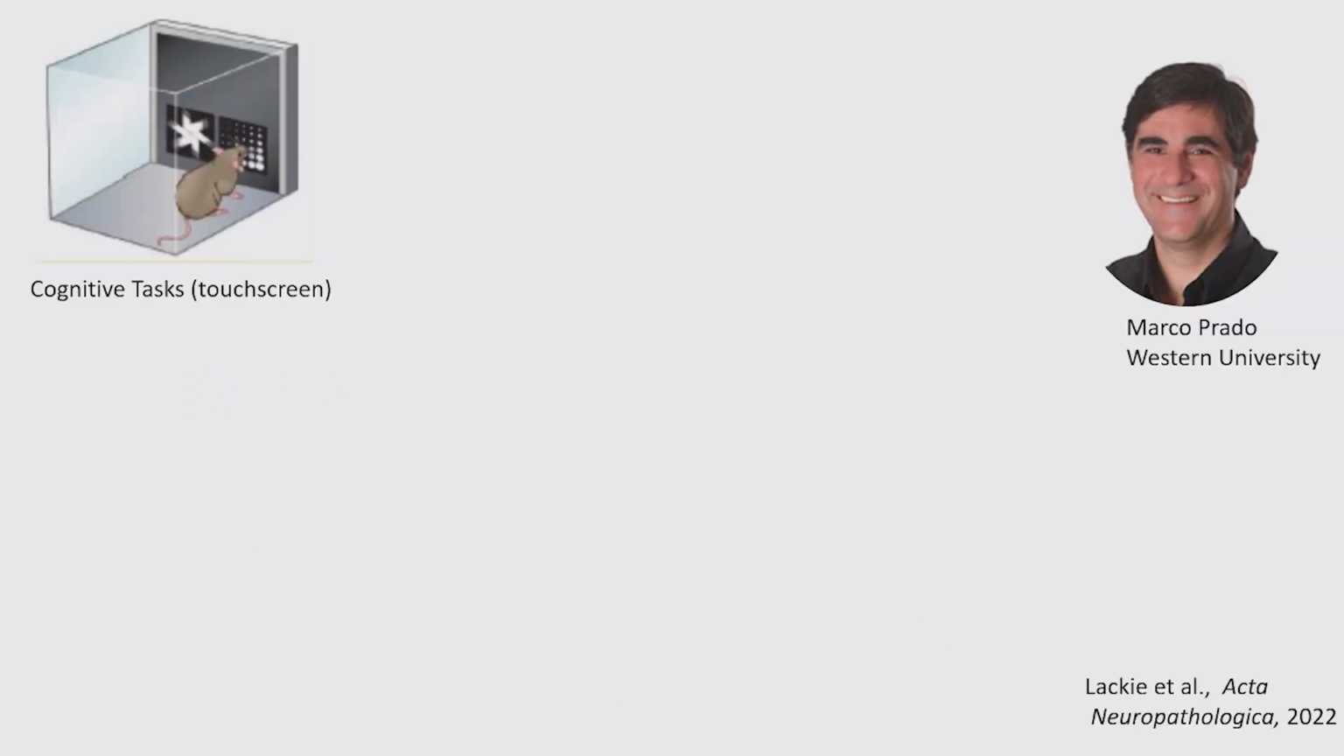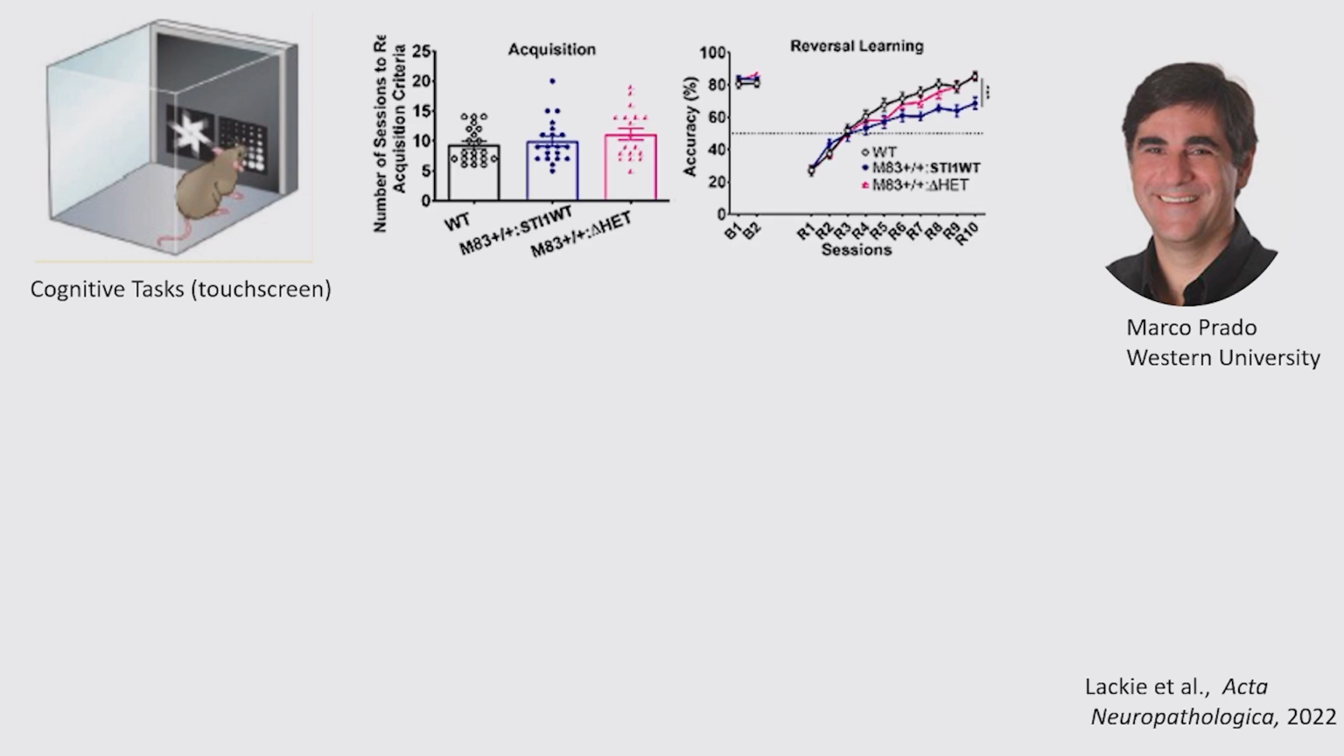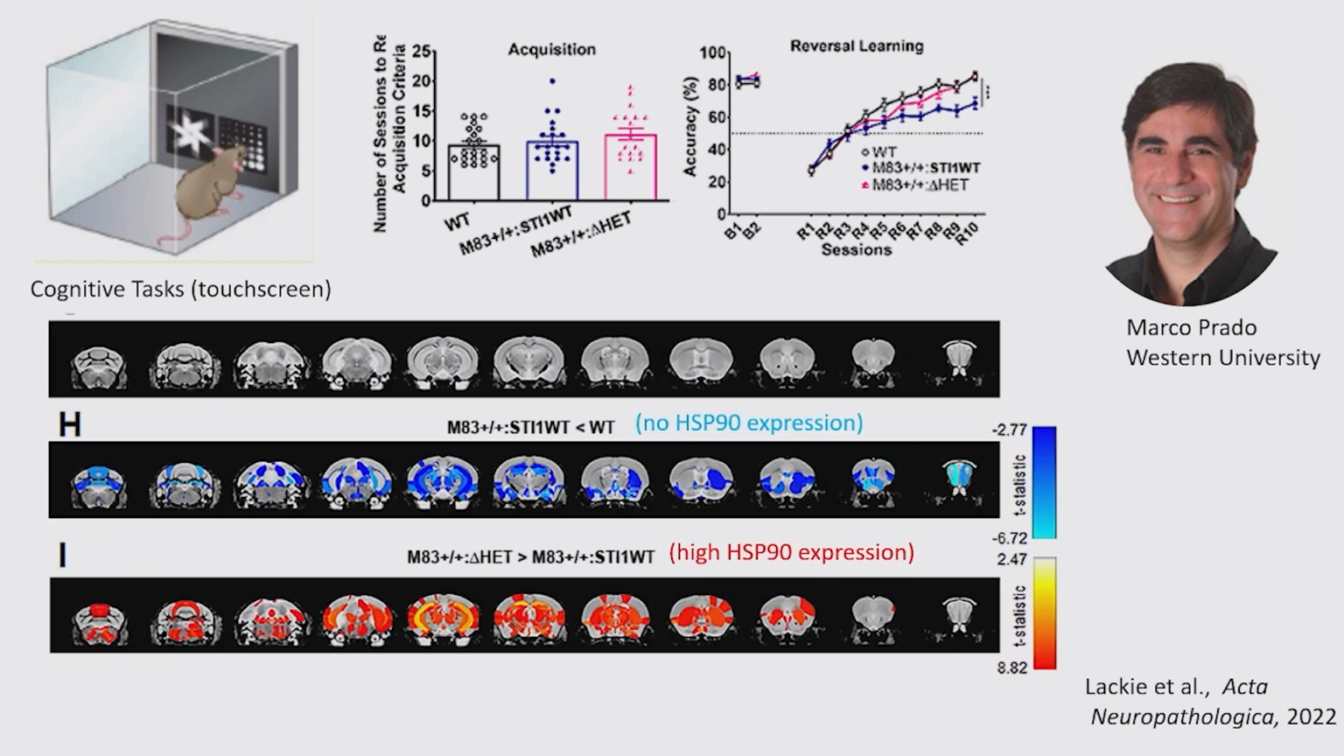And so we did that in a model that overexpresses HSP90, so overexpresses this protein that helps degrade misfolded alpha-synuclein. And the takeaway is that these animals who have been injected with preformed fibrils were overexpressing alpha-synuclein. When they also overexpress this HSP90, they reverse that phenotype, that behavioral phenotype that I showed you just moments earlier. In this case, that's the pink line here. And this is work that we did with Marco Prado at Western University.